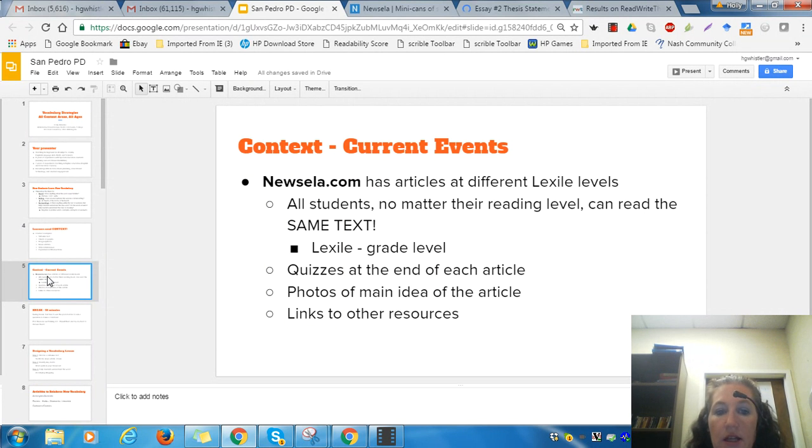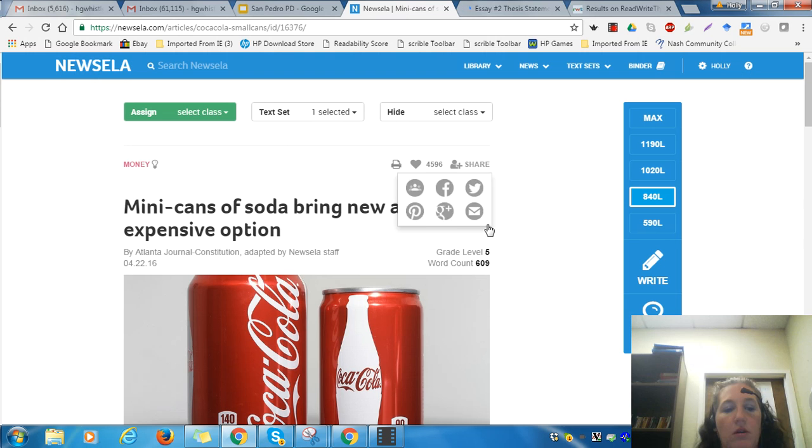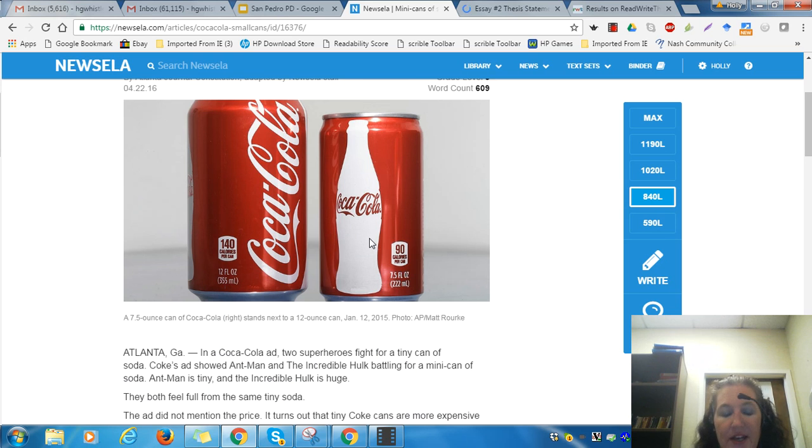The nice thing about Newsela is that there are quizzes at the end of each article. There are photos that link to the main idea of the article, and then there are links to other resources. The example that I have for you is a Newsela article about mini cans of soda. And notice the picture elicits some math and science skills because it shows the different sizes and it shows the ounces and the calories in the can.